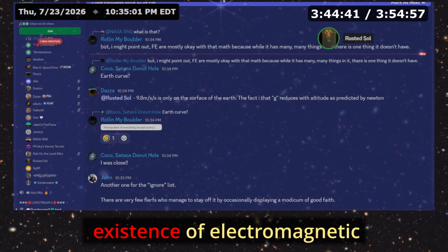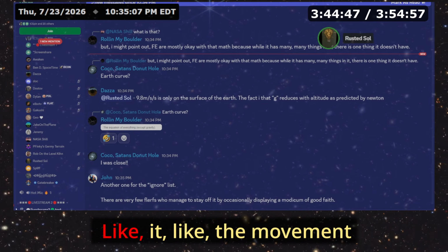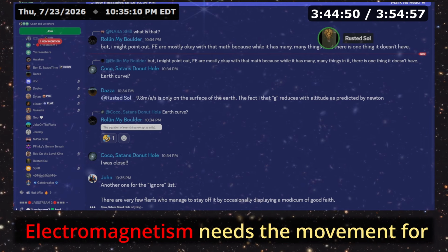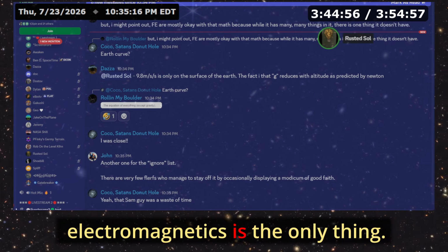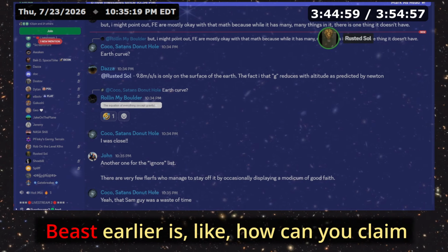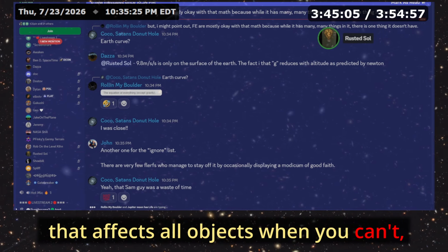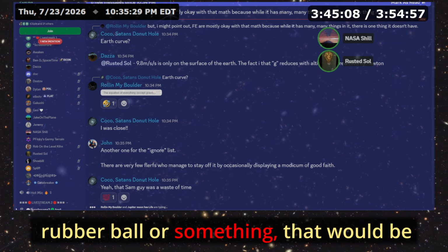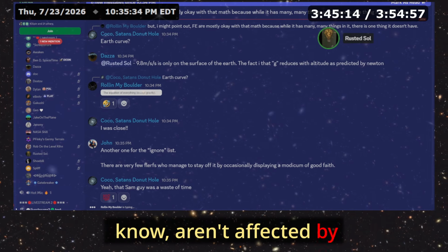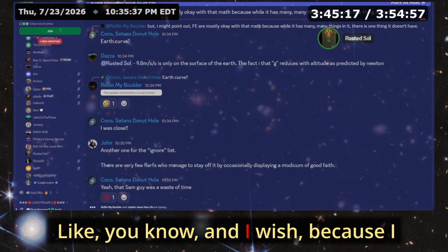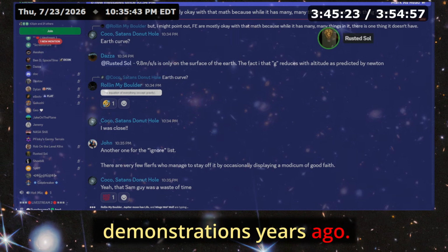I don't deny the existence of electromagnetic stuff. I think that it feeds into each other. The movement needs the electromagnetism, and electromagnetism needs the movement for it to work, to balance or whatever. But I don't think that electromagnetics is the only thing. That's what I was trying to ask Beast earlier: how can you claim that electromagnetism is the only thing that affects all objects, when you take a rubber ball or things that aren't affected by a Van de Graaff generator? I know Witsit did some Van de Graaff demonstrations years ago.